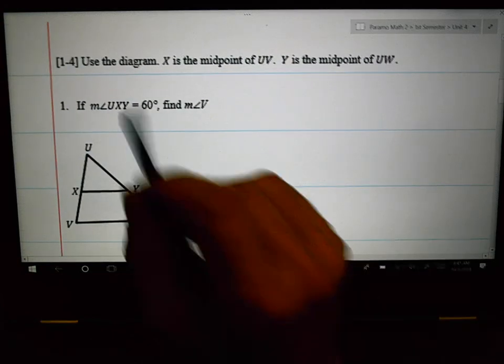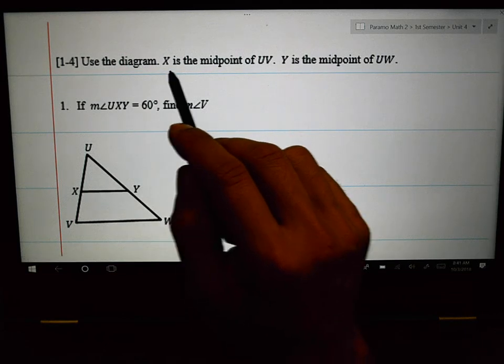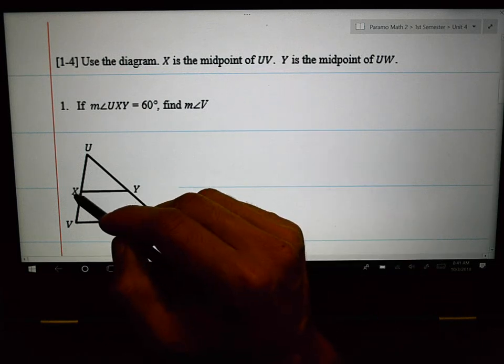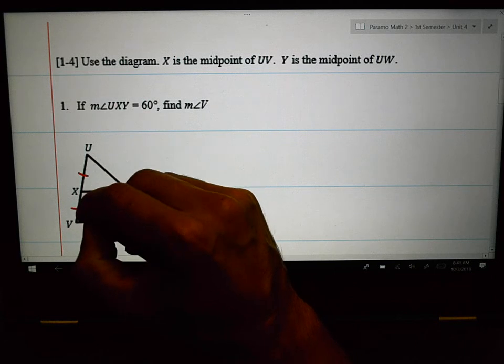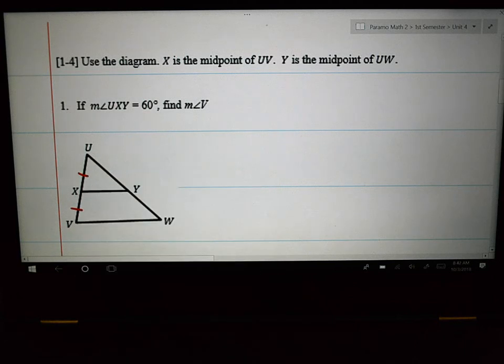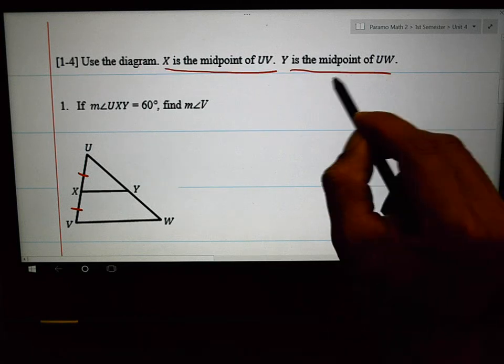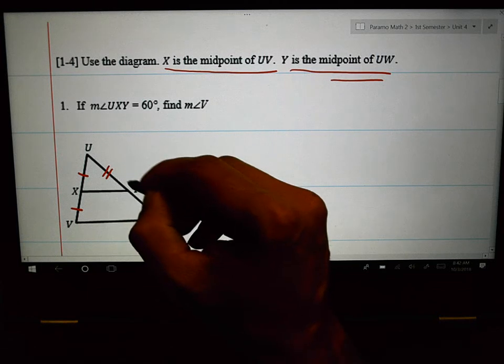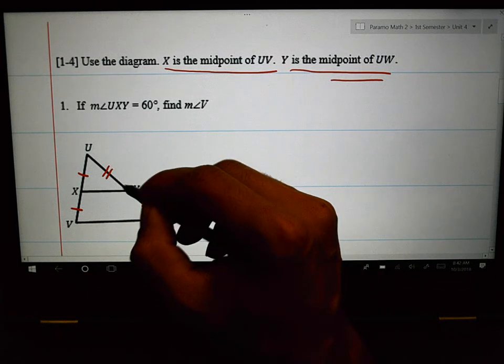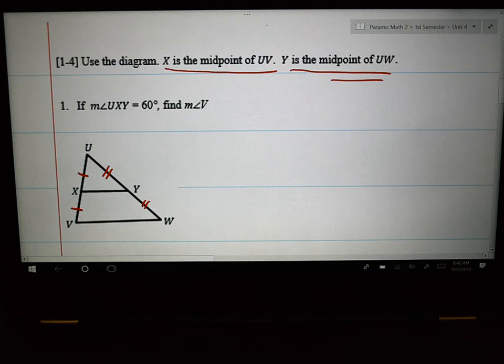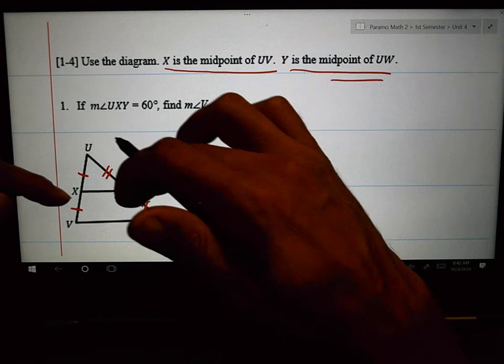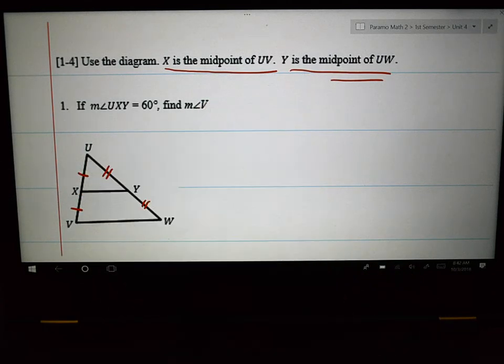Number 1 says, use the diagram. X is the midpoint of UV. If it's the midpoint, then you can say this is congruent to that. I would add that to your picture since it said that. Since it says Y is the midpoint of UW, I would say, oh, these two pieces have to be congruent because that's a midpoint and that's a midpoint. Now, you can only use the properties of midsegments if it's from a midpoint to another midpoint. Is XY a midsegment? Yes, it is. Since it's a midsegment, we can answer a variety of different questions.